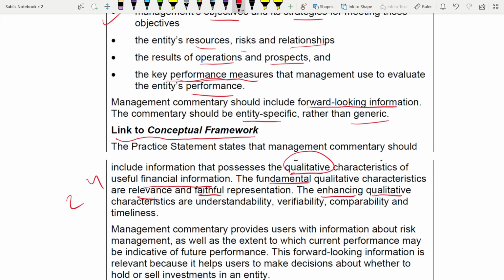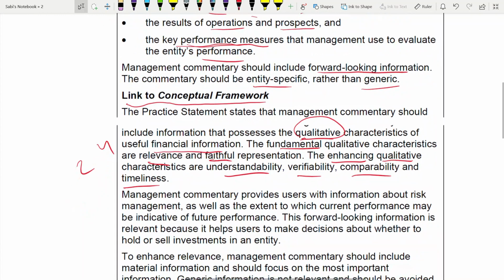What are the 4? Understandability, verifiability, comparability, and timeliness. It has to be understandable. It has to be verified. You should be able to compare it, and it has to be in time. You have to provide it in the time given. It should not be provided very late for a useful, effective decision to be made.